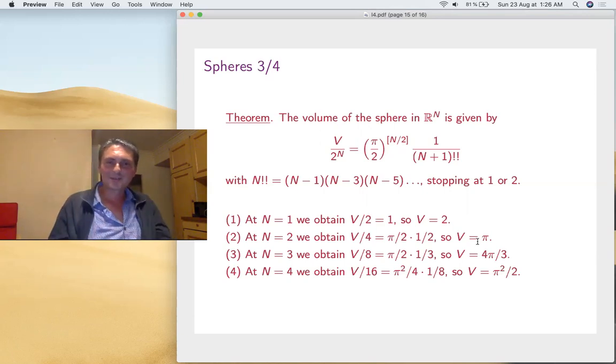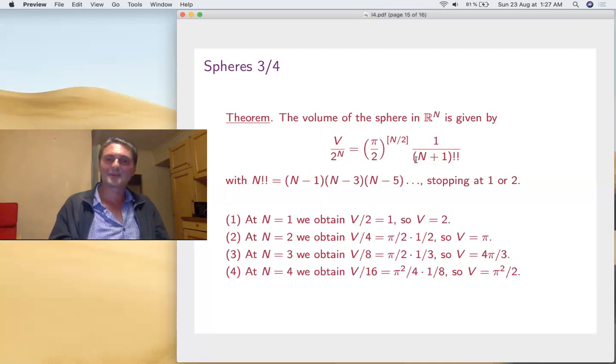And now the 4-dimension computation. V over 16, we get pi over 2 squared, so pi squared over 4. And this factorial guy, let's plug in n equals 4. This means I have to take 4 times 2, and it stops at 2. So it's 8. So pi squared over 2. That's the formula. Very, very nice. If you look everywhere, like Wikipedia, you find a lot of formulas which are very bad. And that's the good formula. The positive part is this very simple thing.